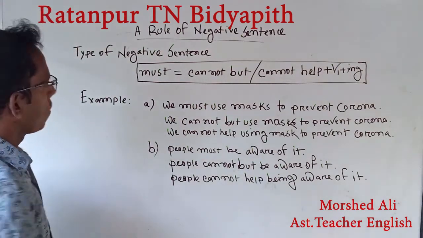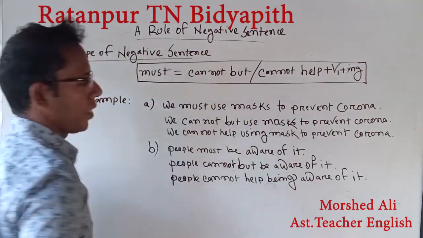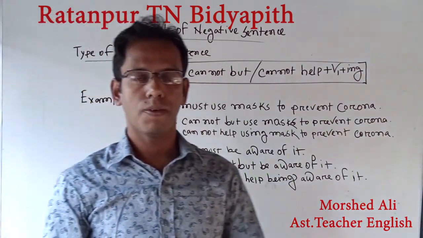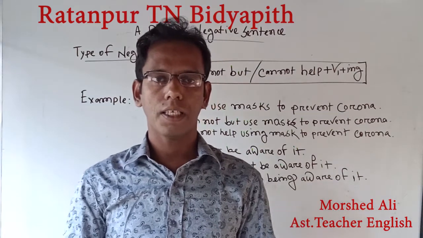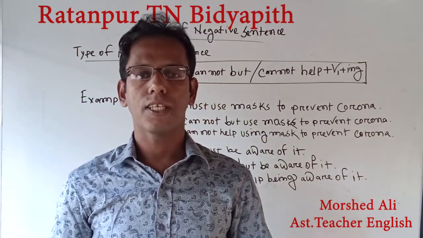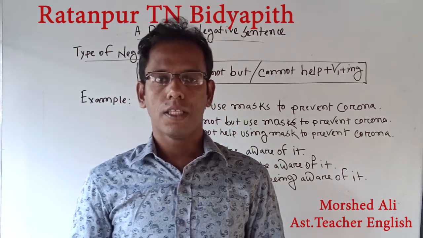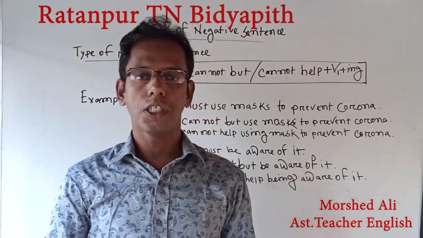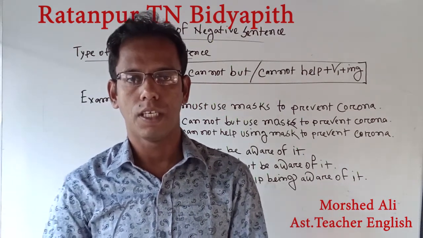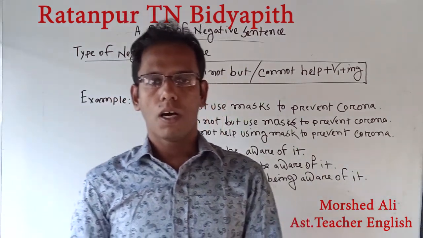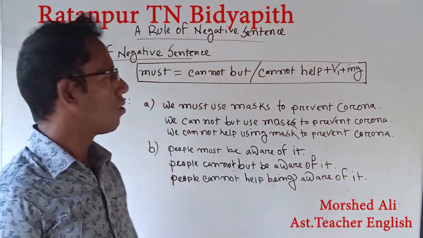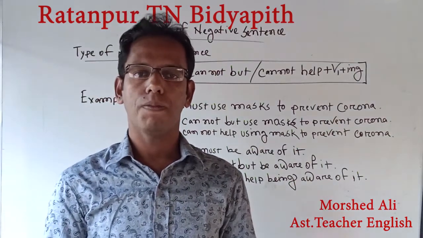Type of negative sentence. We know that a negative sentence is a type of sentence where something negative is revealed or expressed. That means it is opposite to affirmative sentence. Today we will discuss a rule of negative sentence as transformation of sentence.